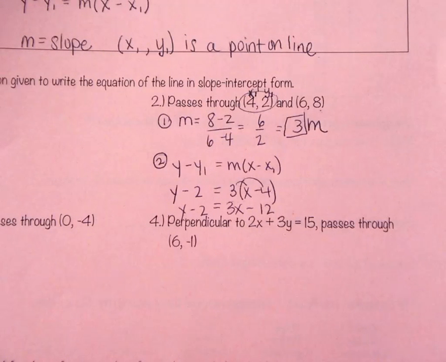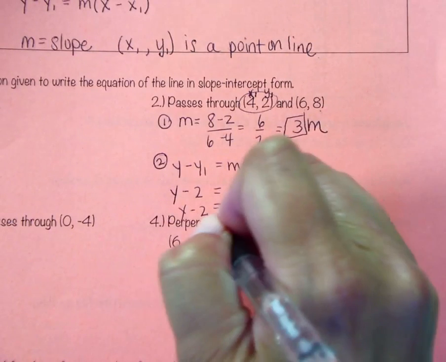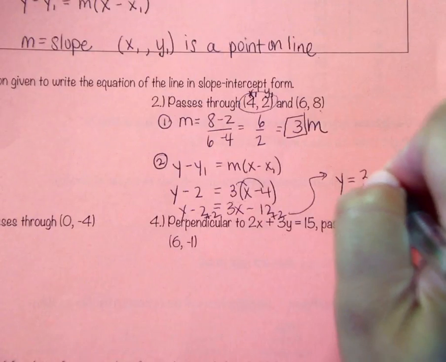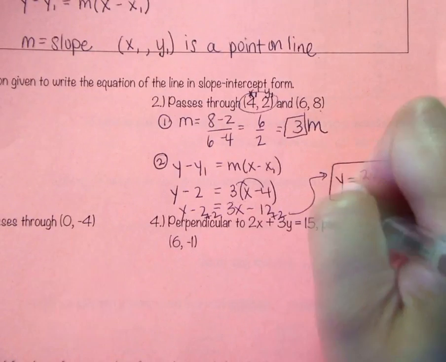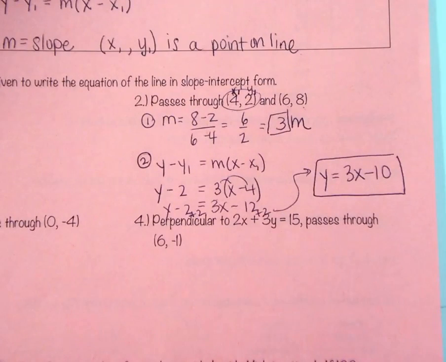Remember, we want this in slope-intercept form, so we want y by itself. So the very last little thing that we need to do to make that happen is just add that 2 to the other side to get y by itself. So adding the 2 gives me y equals 3x minus 10. What questions do we have?